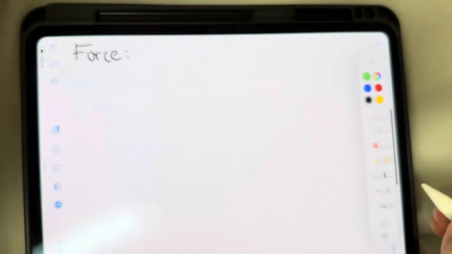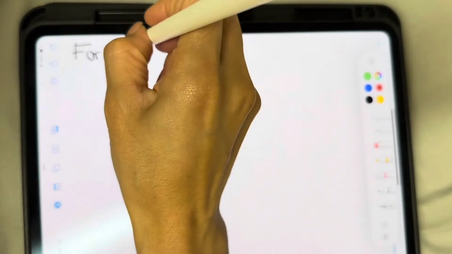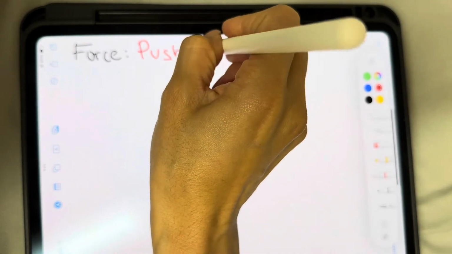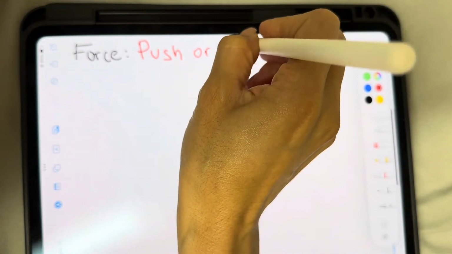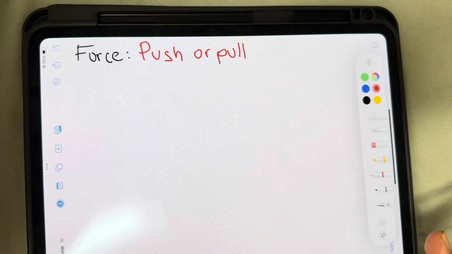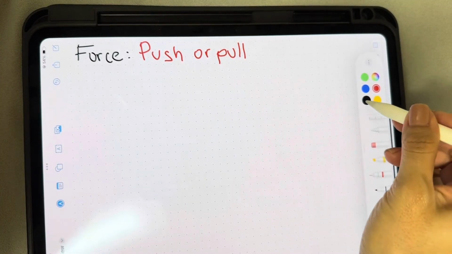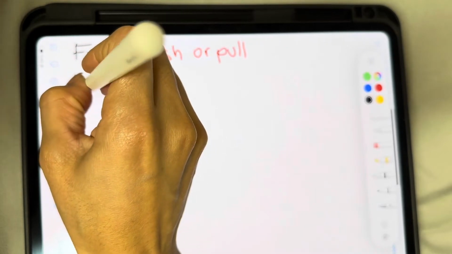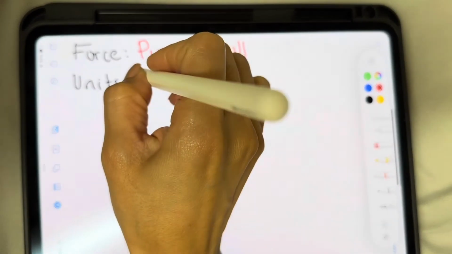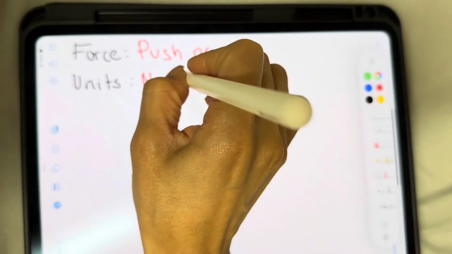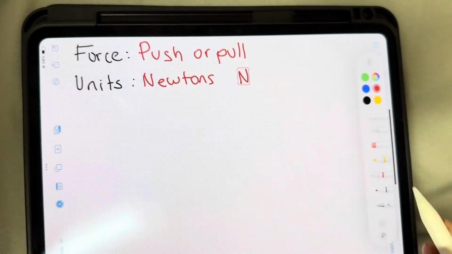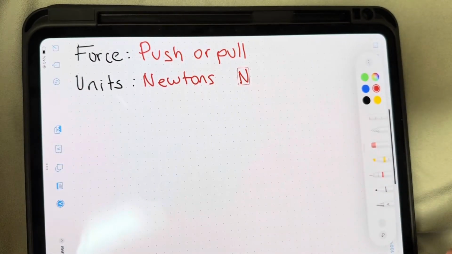So force is any push or pull that you do on an object with mass. What are the units for force? Units are newtons, and we represent newtons with uppercase N.